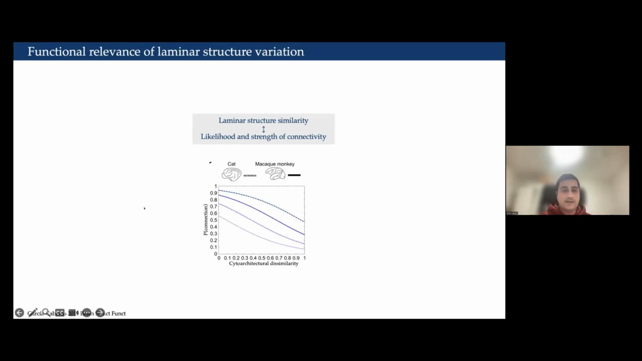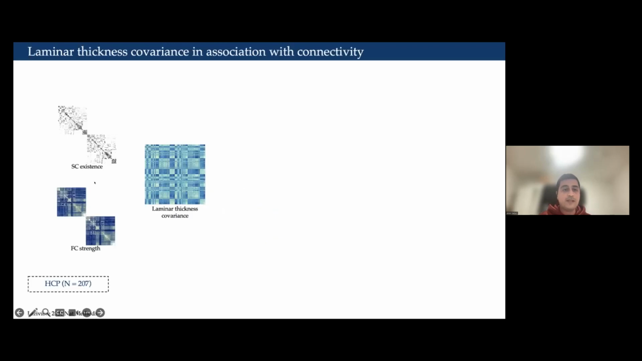We wanted to test this, and we used the structural and functional connectivity matrices obtained from the HCP dataset, which is neuroimaging data, and not from the same individual, not from BigBrain. But then this asked whether a higher laminar thickness covariance, which shows higher similarity of laminar thickness patterns, would predict higher likelihood of structural connections or higher strengths of functional connections?